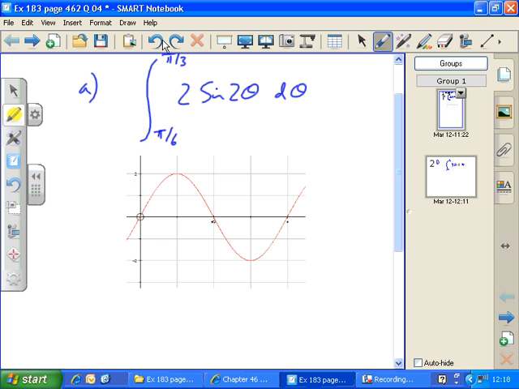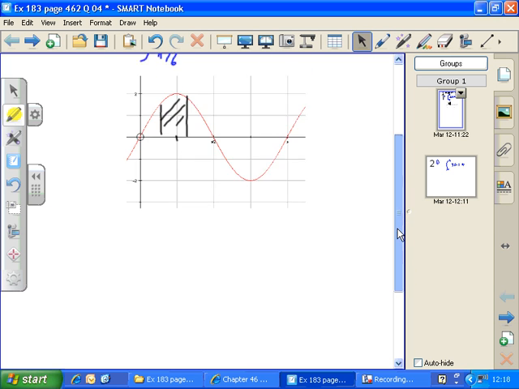Let's look at the area. We've got to do this integration between pi by 6 and pi by 3. So making a rough estimate of where pi by 6 and pi by 3 is. So halfway is pi by 2, so that's pi by 4. So pi by 3 is going to be a little bit more than that, and pi by 6 is going to be less than that. So we expect some sort of area there. So we expect to get an answer. So let's have a go at the integration.